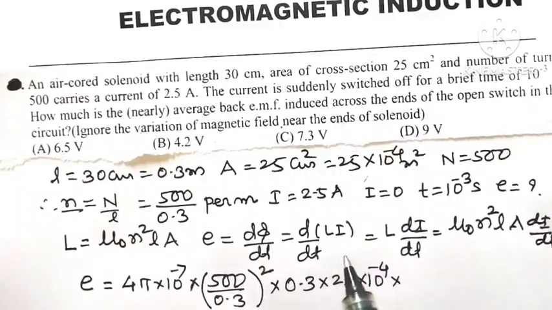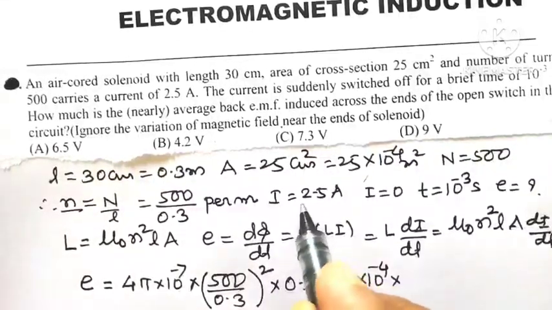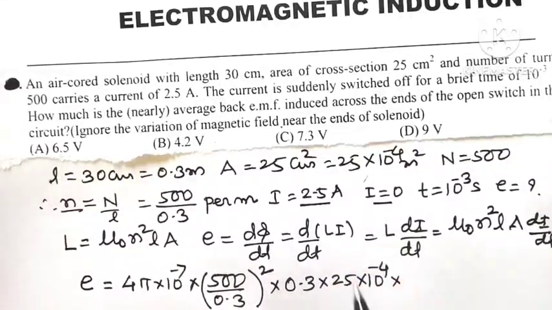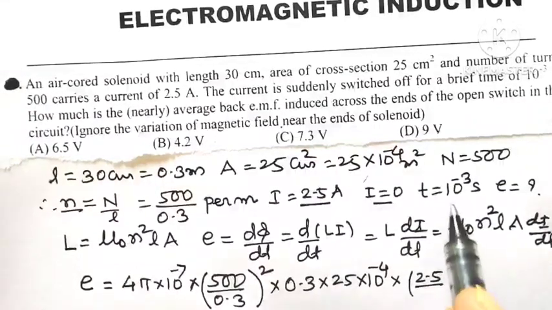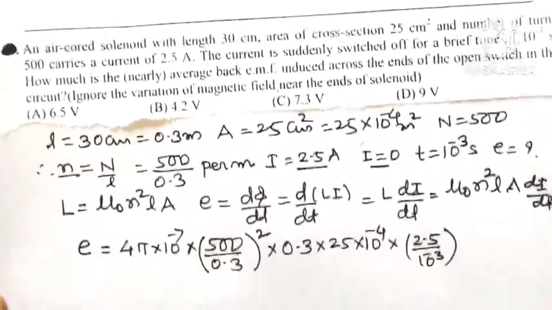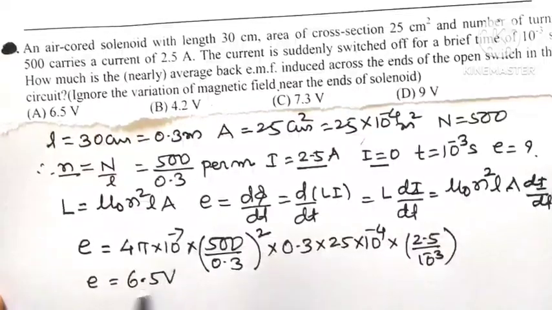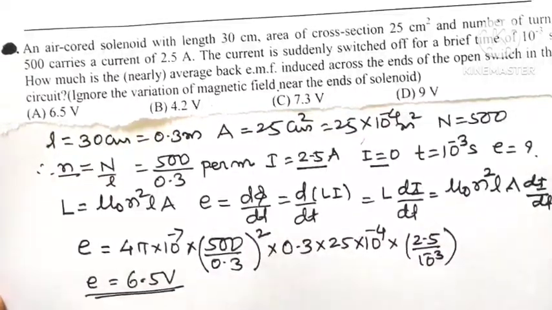Now di by dt means change in current. See here, initial current is 2.5 and finally it becomes 0. So it is 2.5 for di. What is the time required for it? It is 10 raised to minus 3. If you simplify it, then the back EMF E is found to be 6.5 volt. So option A is the correct option for this question.